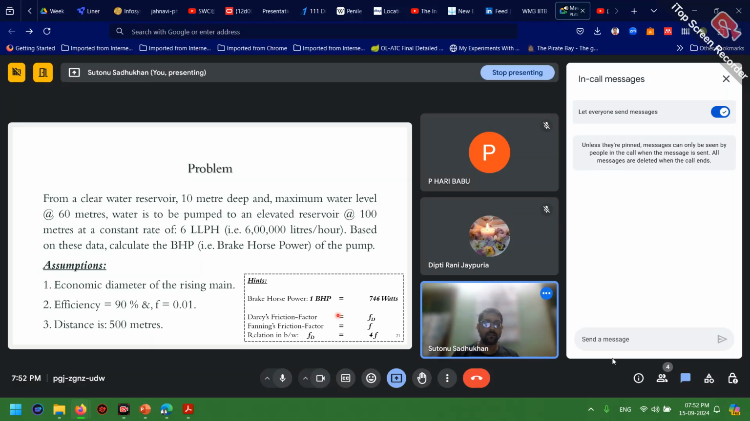Are you calculating? Do you know how to calculate, or should I discuss the solution? Wait for 1 more minute, then I will proceed with the solution. If you have also calculated it partially, not in terms of BHP, but in terms of something else, or if you have just calculated the pressure drop only, then also you can state it in the chat box, that this is the answer you have calculated in this way.